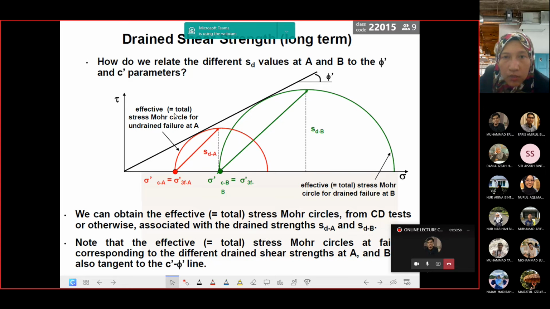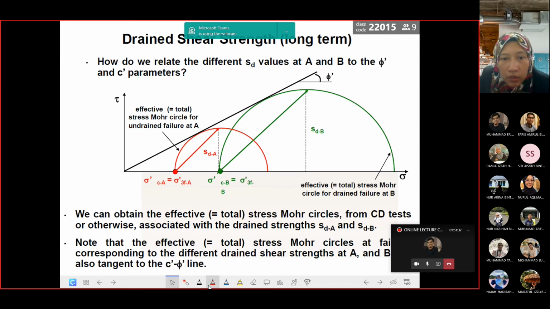And this time it assumes that the effective is equal to the total stress Mohr curve for undrained at A and also for undrained at B. When you look at this one, this is the drained shear strength, long term. By right it will use the effective strength parameter. But the failure occurred in the undrained conditions. So that is what differentiates the sample at point A and the sample at point B.